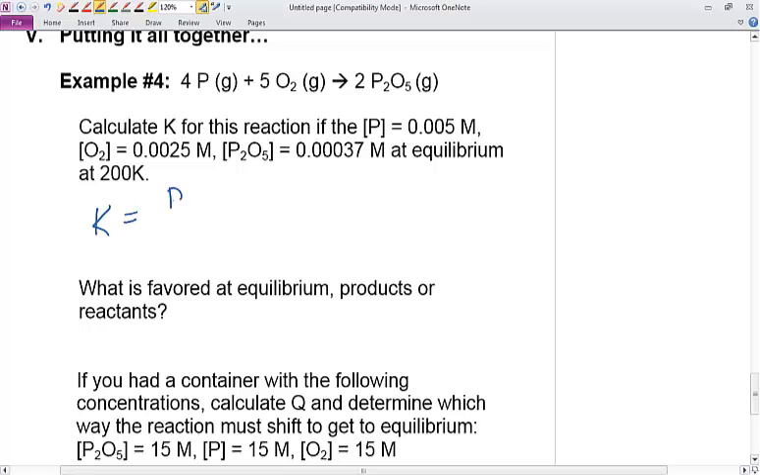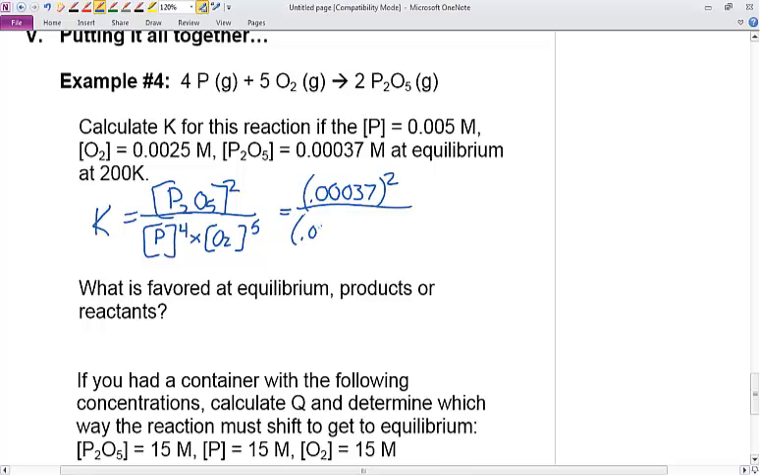K is going to be products, P2O5 squared, divided by reactants, so that's P to the 4th times O2 to the 5th. Plug and chug your numbers in. These are going to end up being crazy numbers. These are really small concentrations, but when you end up plugging them in and dividing them out, because of all those crazy exponents, you end up getting a number like 2.24 times 10 to the 15th for your K value. That is a really large number.